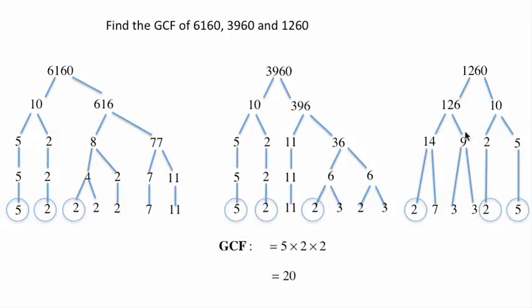The biggest number that goes into all 3 is 20, and that's not very big. So just because you have huge numbers doesn't necessarily mean that the greatest common factor is going to be a huge number either. All right, and that's how you do the GCF.